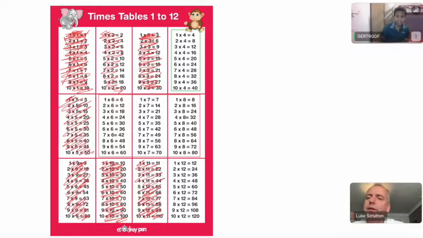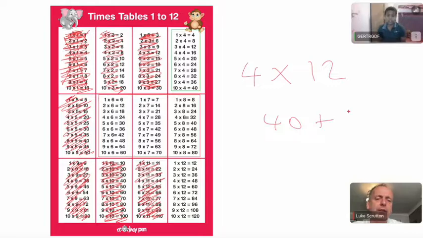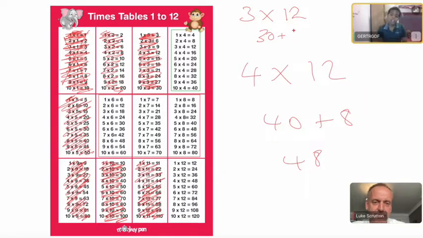So what I used to do was I used to say, well, I want to do 4 times 12. Well, I know what 4 times 10 is. That's 40. And I know what 2 times 4 is. That's 8. So it's 48. Do you like that? Yeah. That's cool, isn't it? So easy. Absolutely. So what's 3 times 12? So can I do the same as your method? Absolutely. So 30, there, 2 times 3 equals 6. So 3 times 12 is 36. Wow.